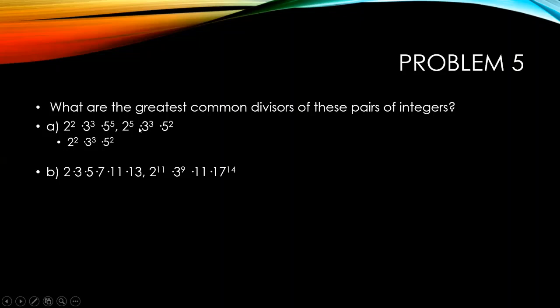Okay, so letter B: 2 times 3 times 5 times 7 times 11 times 13 is the first number. The second number is 2 raised to 11, 3 raised to 9 times 11 times 17 raised to 14. So how many prime numbers are factors between these two? We have 1, 2, 3, 4, 5, 6, and 7. So we have 2, 3, 5, 7, 11, 13, and 17. Okay, so let's consider all those prime numbers.